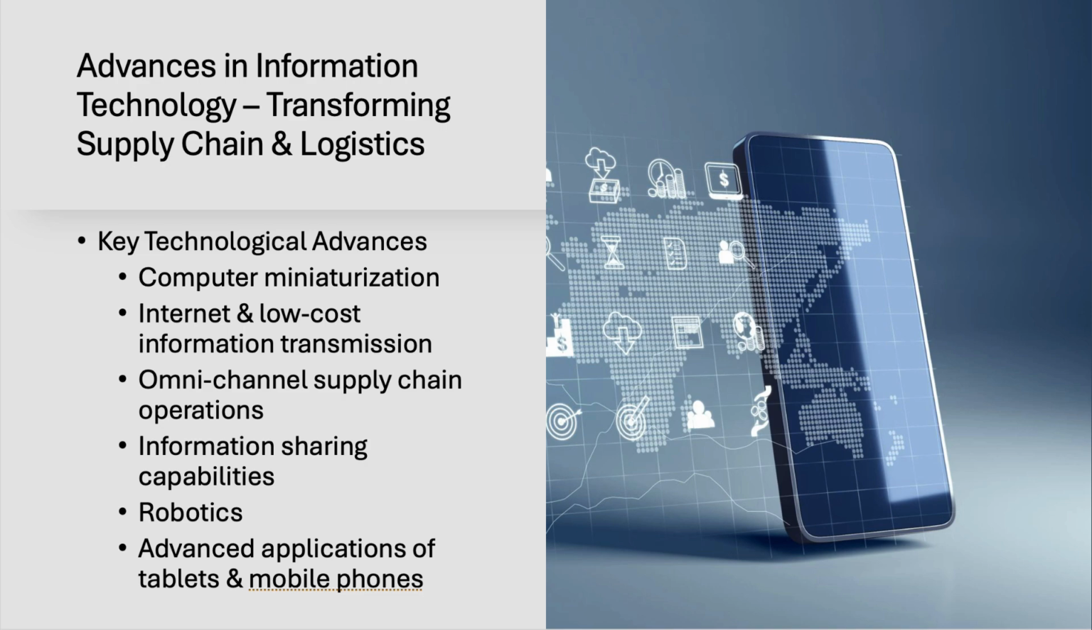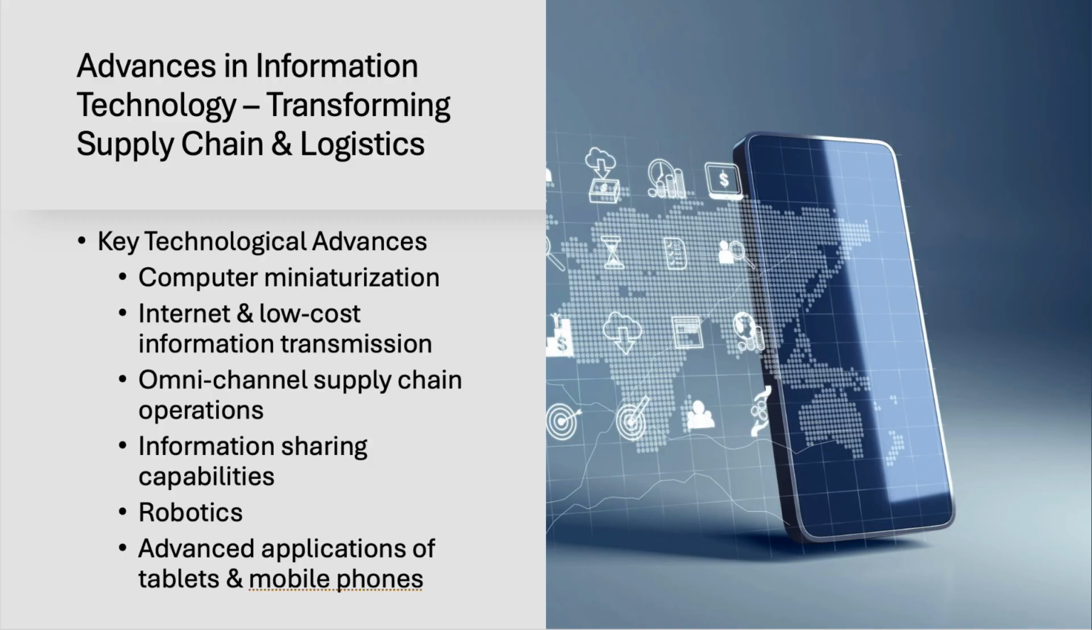Fifth, robotics has changed warehousing, manufacturing, and distribution operations. Robots can support picking, packing, sorting, movement, and repetitive production activities. Finally, tablets and mobile phones now allow employees and managers to access supply chain information from almost anywhere. This supports faster decision-making and better operational visibility. The main message is that technological progress has changed what supply chains can do. Faster information flow allows faster physical flow.